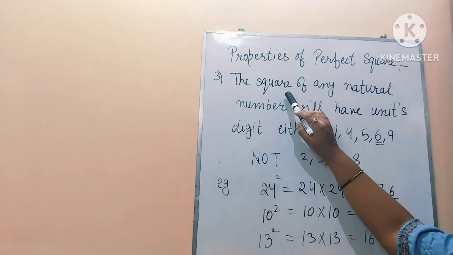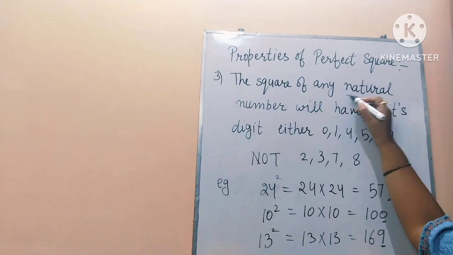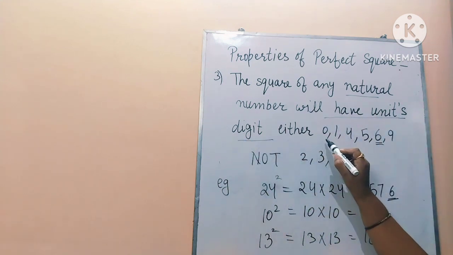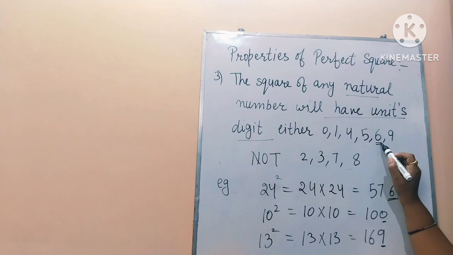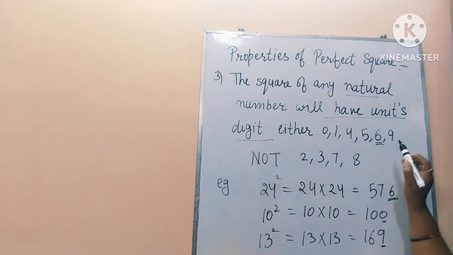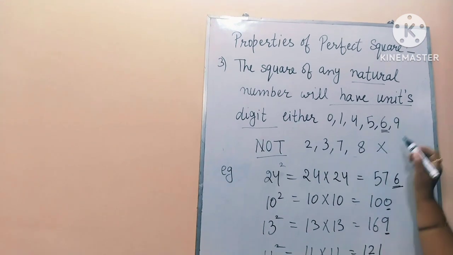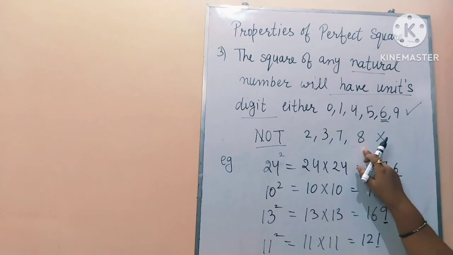Third property of perfect square. The square of any natural number will always have the units digit either 0, 1, 4, 5, 6 or 9. It will never end with the digit 2, 3, 7 or 8. You can always keep a check.